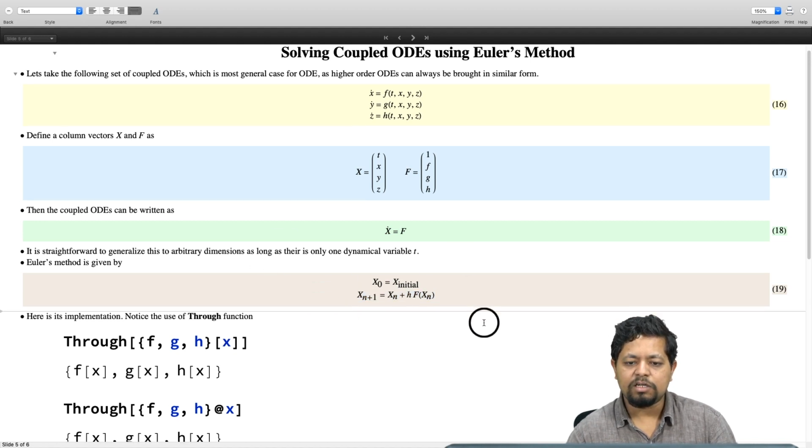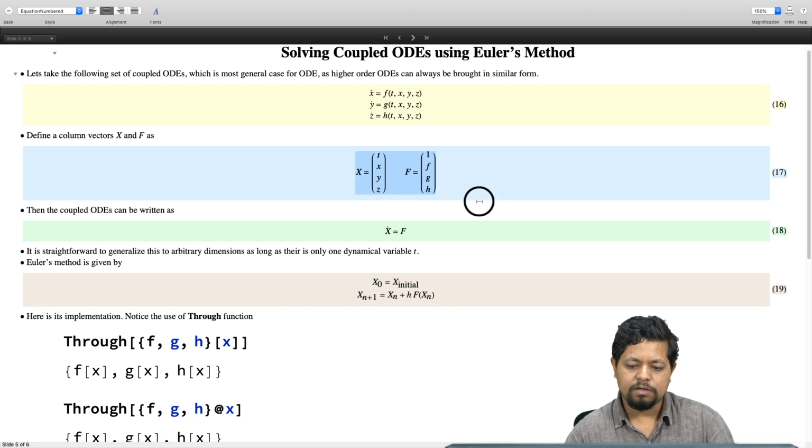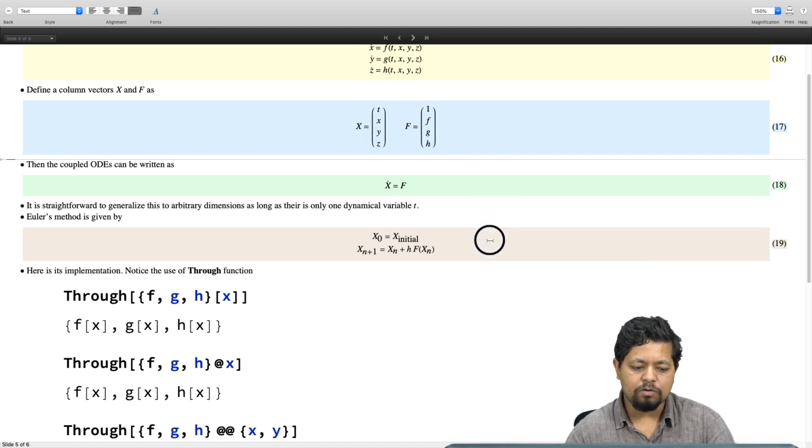Now you can see that the Euler's method code is pretty much going to be the same. I'm going to make minor modifications. The only minor modification I have to make is to take care of doing this for all the functions at the same time, that is, do it for the matrix as a single object. So let's go ahead and see how to do that.